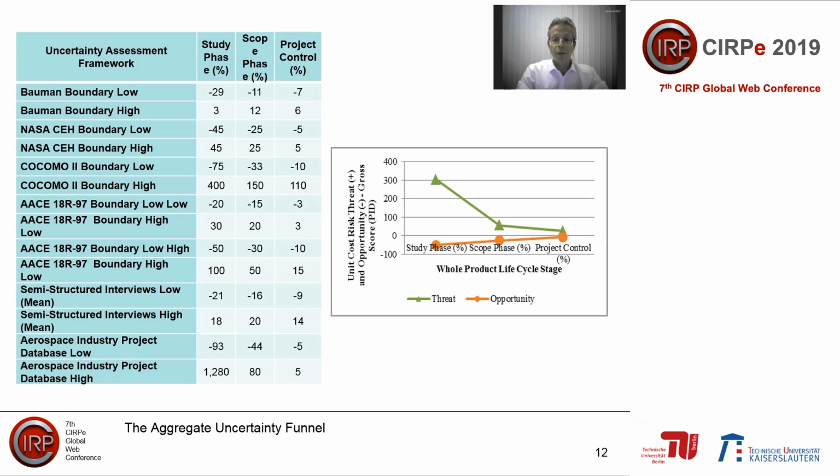The noteworthy differences are the very high rate of uncertainty threat decrease during the early phases of the project, and then a leveling out of that decrease. Uncertainty opportunity remains significantly lower than uncertainty threat in absolute terms, and decreases much slower than uncertainty threat across the whole product lifecycle. This then takes us to some conclusions.